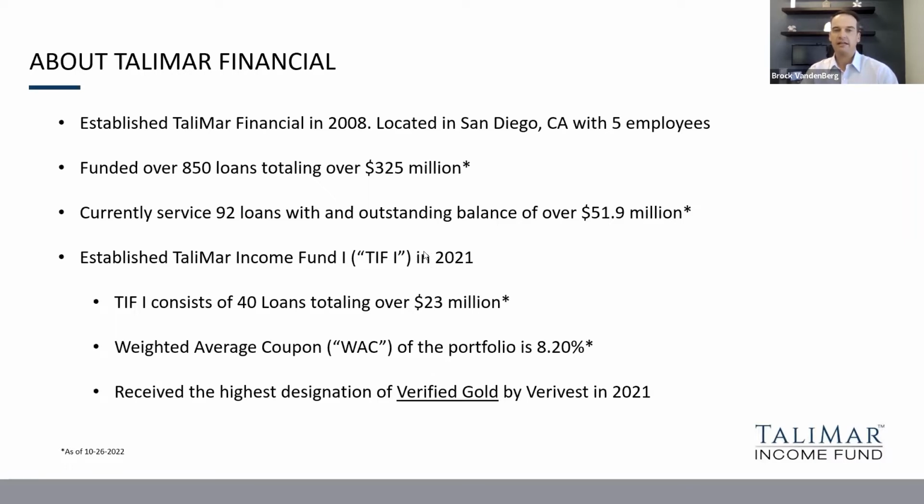We established TaliMar Income Fund 1 early last year. And the fund right now consists of 40 loans totaling over 23 million. We have a weighted average coupon on our loan portfolio, and the underlying assets, what we're lending on, are primarily located in the San Diego market and then just the general Southern California market. So we've seen a significant rise in the average coupon as rates have risen over the last 6 months. That has had a positive effect on the returns of the portfolio.